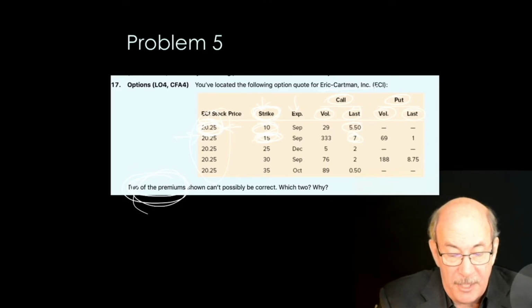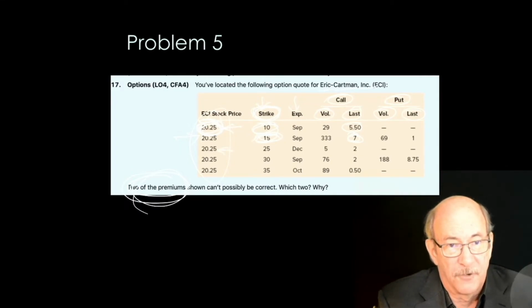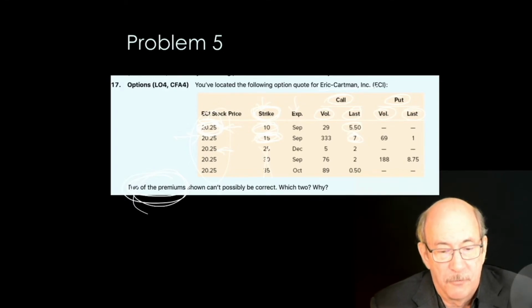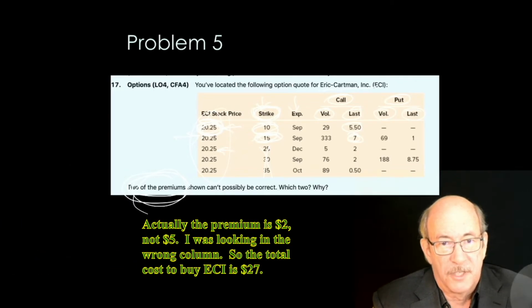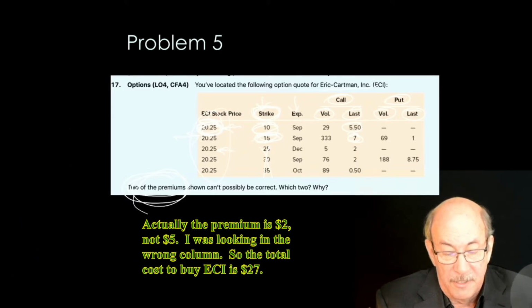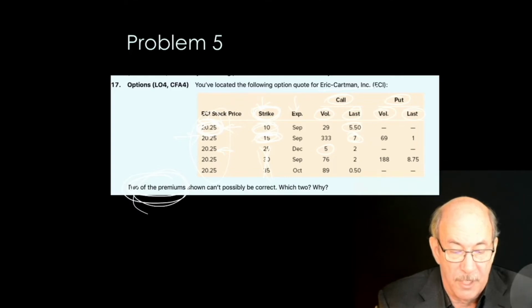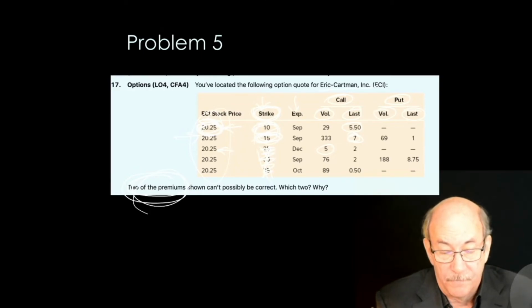Now, actually, any exercise price above the current stock price for the call is completely out, because we would never exercise in that case. Not to mention the fact that we're paying $5 to get a $25 call. That's $30 all in. So any exercise price above the current stock price we can ignore. So that actually only left us with these two.